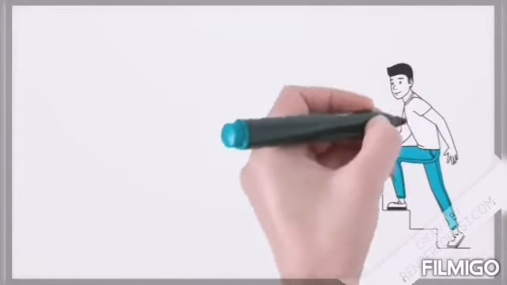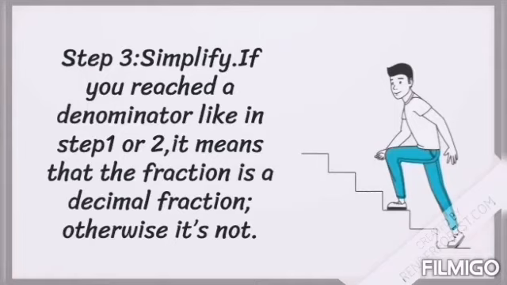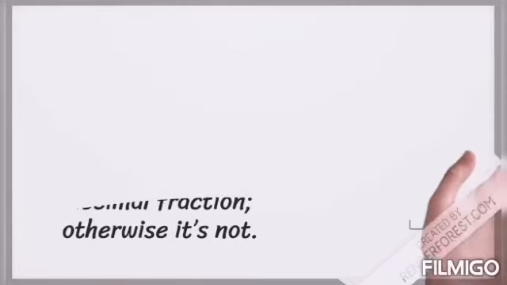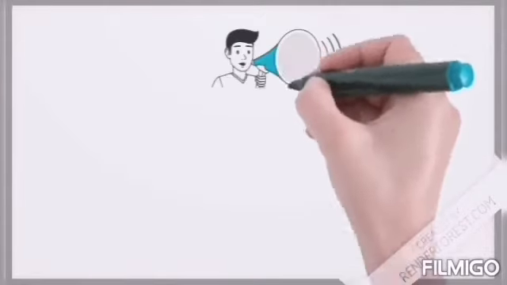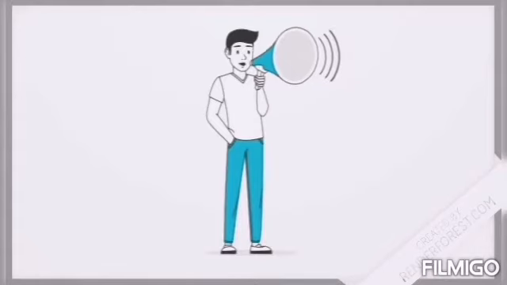If step number 1 did not occur and step number 2 did not occur, I move to step number 3, in which I have to simplify the fraction. After simplifying the fraction, I go back to step number 1, and if I reached a denominator 10, 100, or 1000, or I reached a denominator 2, 5, 4, or 25, or 8, or 125, then it's a decimal fraction. And if not, it's not a decimal fraction.